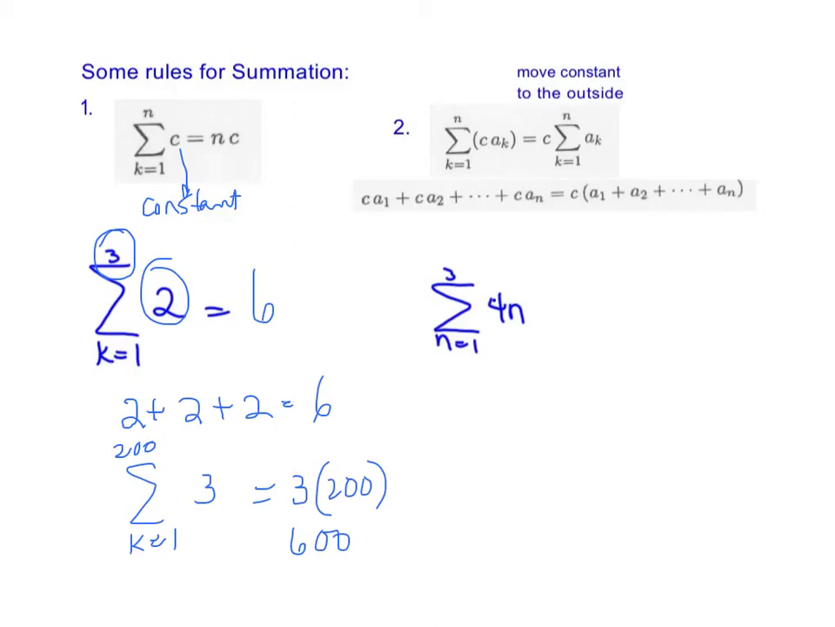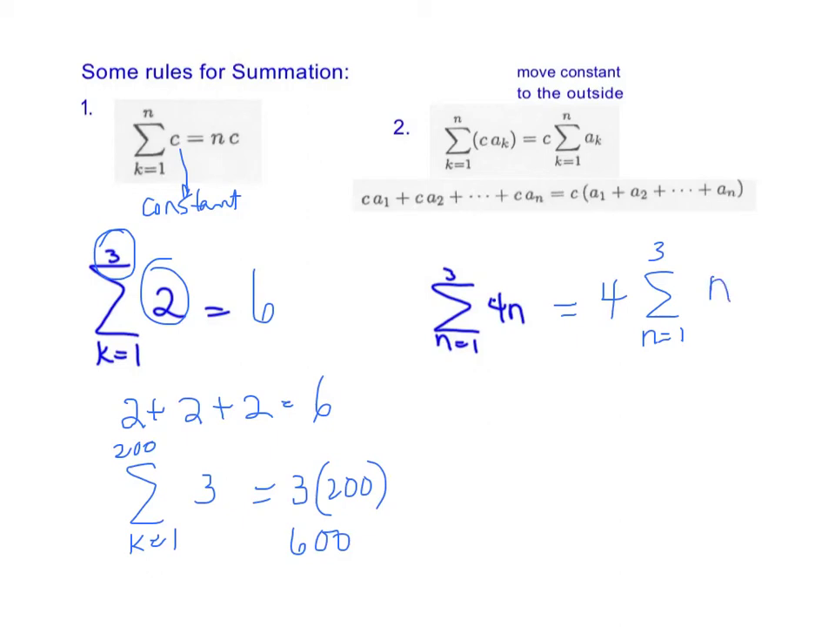Okay, on number 2, the rule is if you have a constant times one of these things, the constant will come to the outside. So for instance, on this one it goes from 1 to 3 of 4n. It would be the same thing as 4 times the sigma of n equals 1 to 3 of n.